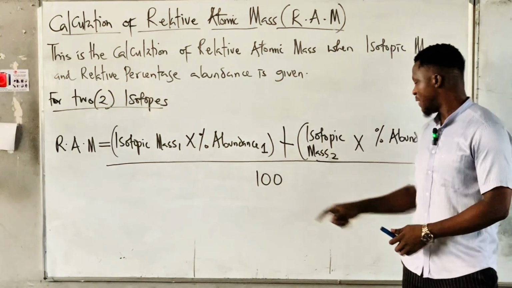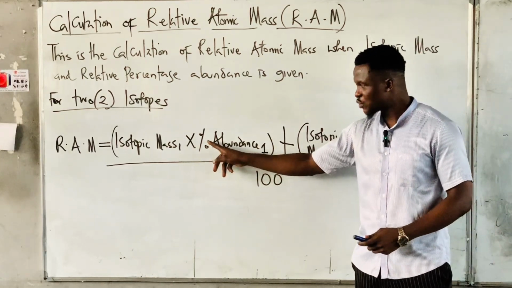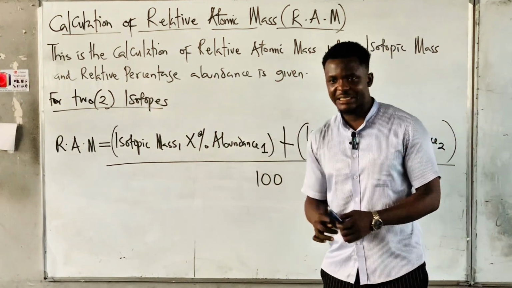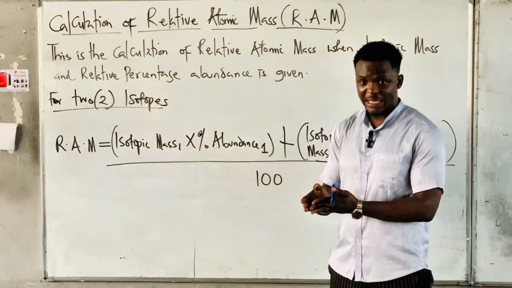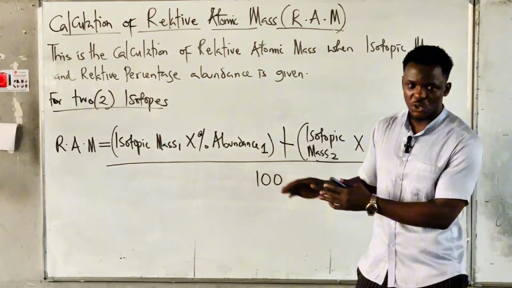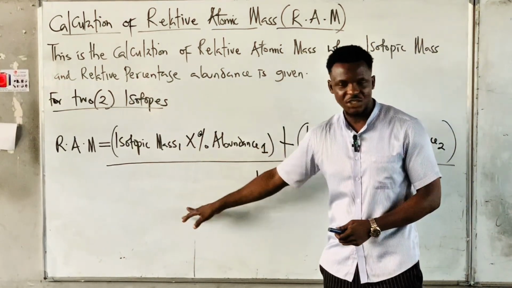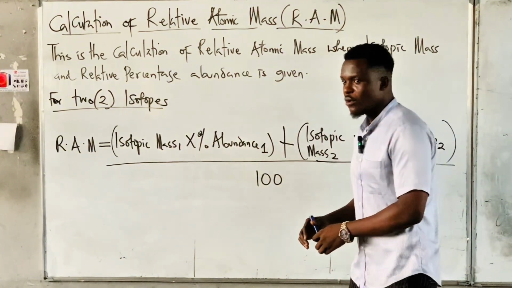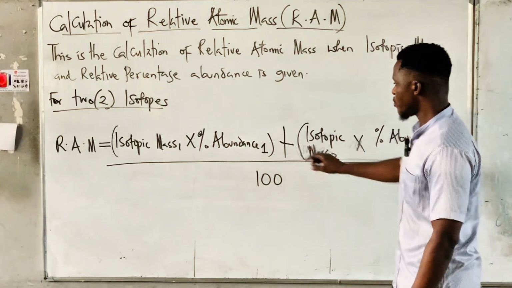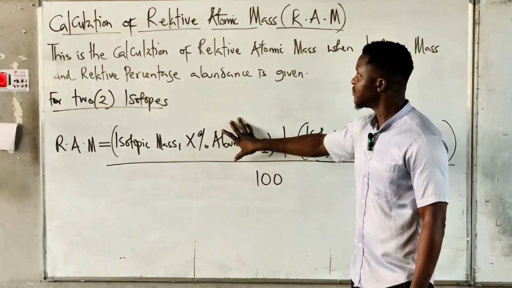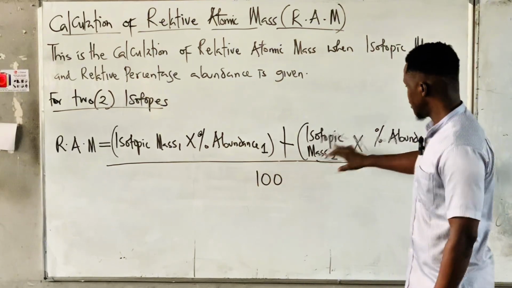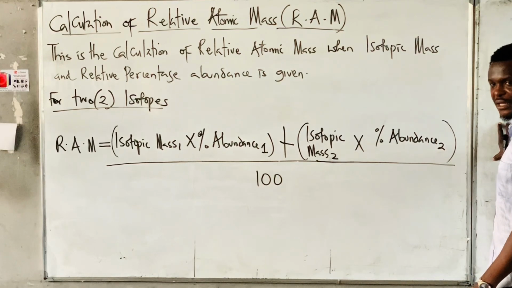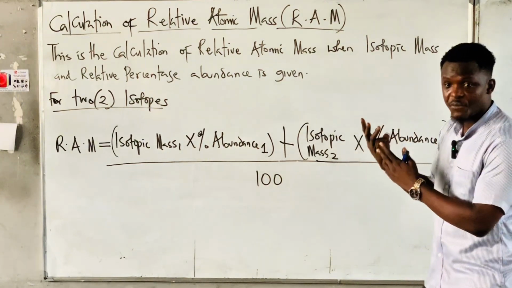Now, the reason why we said over 100 is because the abundance is given to us in percentage. Now, if you add up the percentages, it's always going to give us what? 100, right? So even if they had given us 3 isotopes, in exams, you may solve questions that involve 3 isotopes. But it's very simple. For the 3 isotopes, I'll simply say, this is for the first one, isotopic mass 1 times abundance 1 plus isotopic mass 2 times abundance 2 plus isotopic mass 3 times abundance 3. That is if it was 3 isotopes.